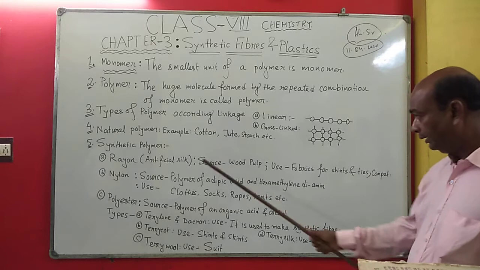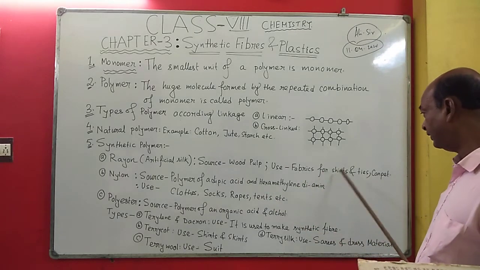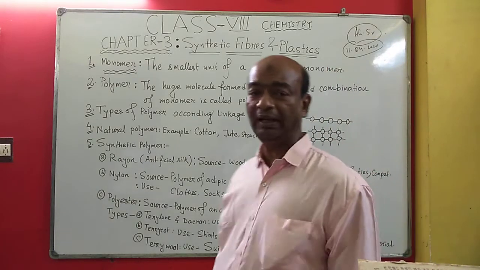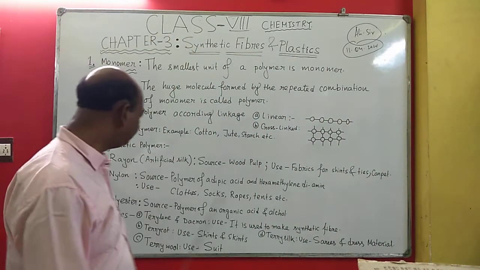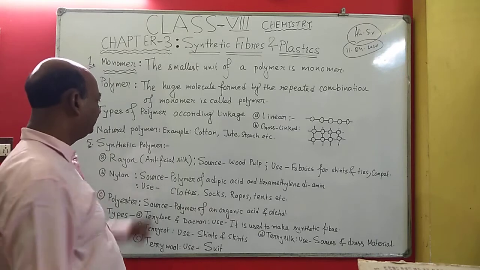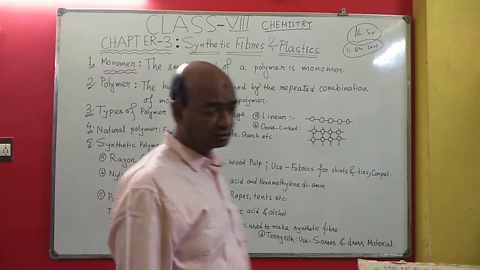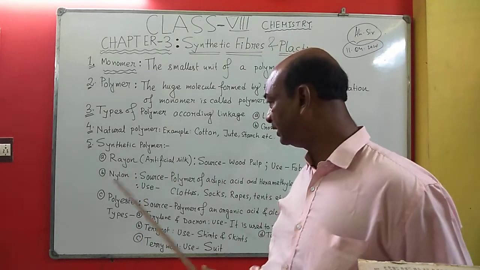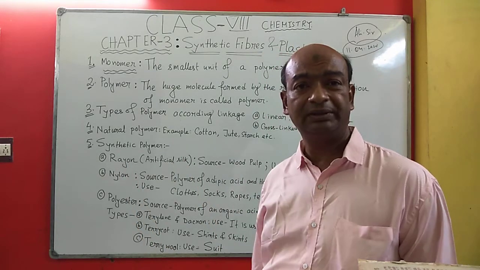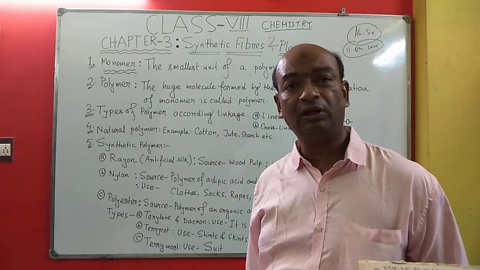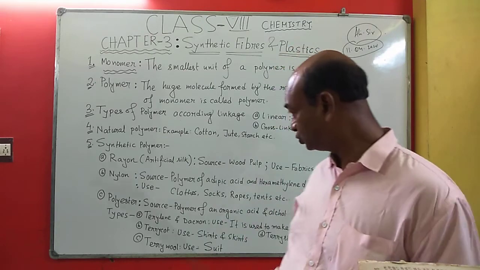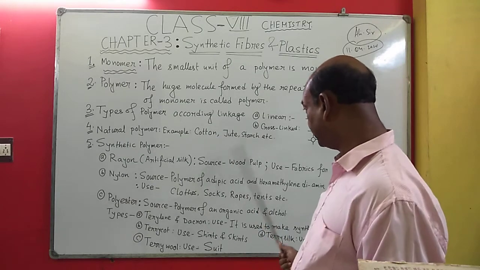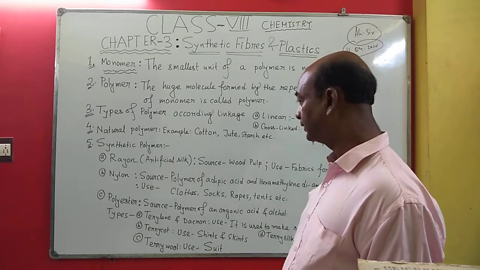Rayon can be used as fabric for shirts, ties, pants, carpets, that way. And it is also known as artificial silk. It looks so beautiful and so soft like silk, so it is known as artificial silk. Sometimes it is very difficult to distinguish whether it is really natural silk or artificial silk. It is so dressable, so soft. For that reason we call it artificial silk.